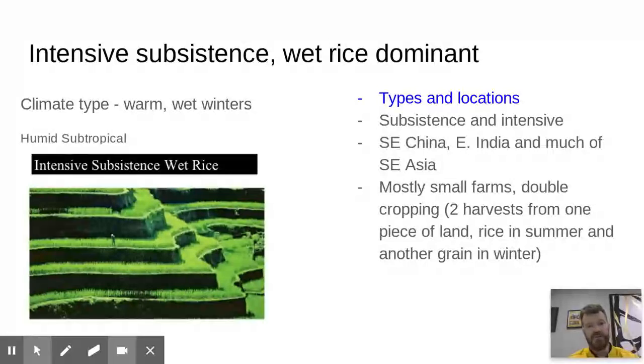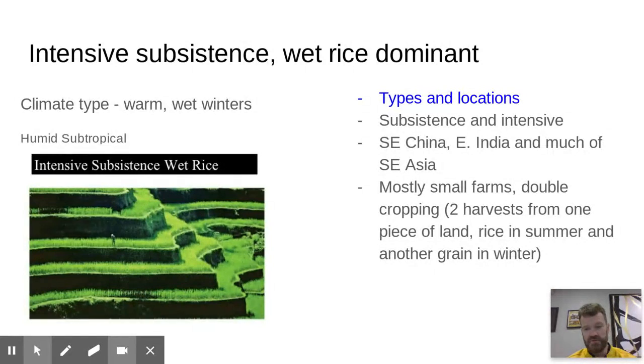Okay, intensive subsistence, wet rice dominant, right? So this happens in warm, wet winter climates like humid subtropical. In the southern part of the U.S., this would happen. You wouldn't see that picture on the left, but this in many parts of the world, if it's intensive subsistence, that means that these people are growing this food for just themselves. So southeastern China, eastern India, much of Southeast Asia, right?